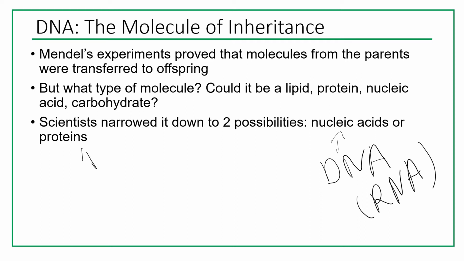And we know that proteins are polymers of amino acids. And why did scientists narrow it down to two possibilities? Because those are the most complex. Out of these four, lipids and carbohydrates are not very complex molecules, they have a pretty simple structure. DNA and proteins are complex. So they suit better to be this molecule of inheritance.